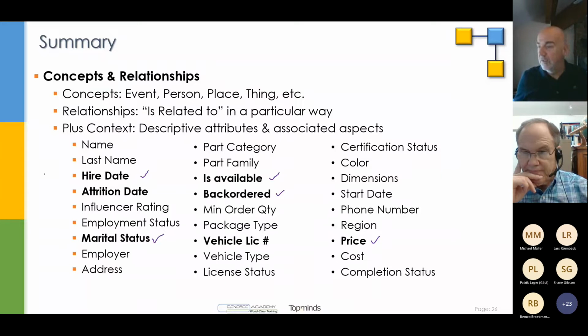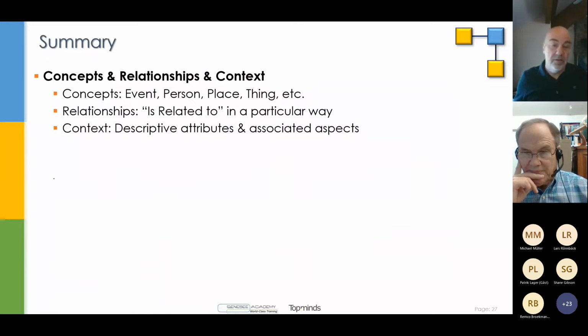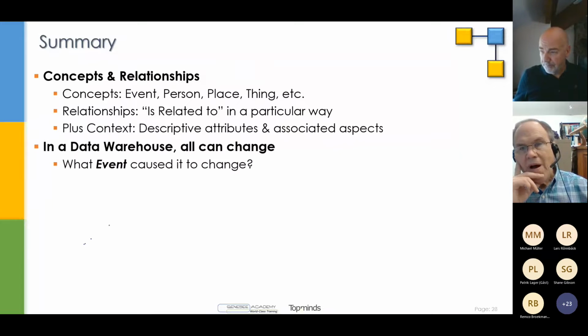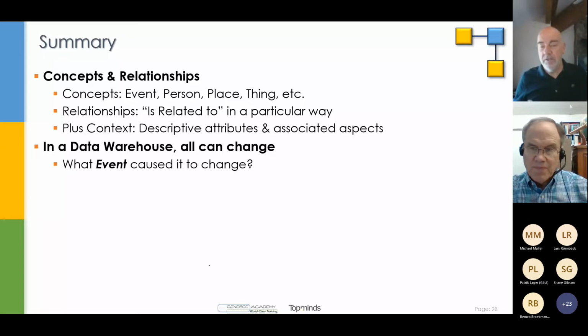If a customer's married to an employee, there's an underlying event of a wedding that occurred there. So again, context, descriptive attributes, associated topics. To make it even more fun for us, right? Because we like fun. In a data warehouse, all of this can change. Everything here can change.